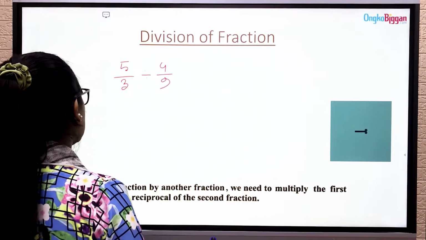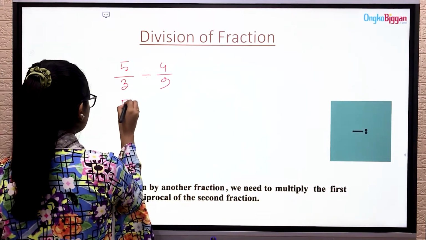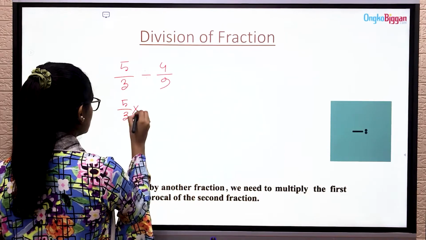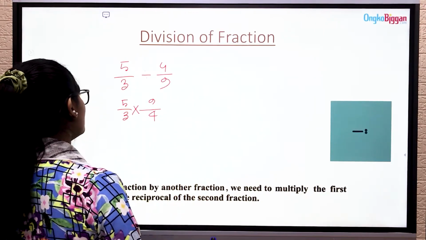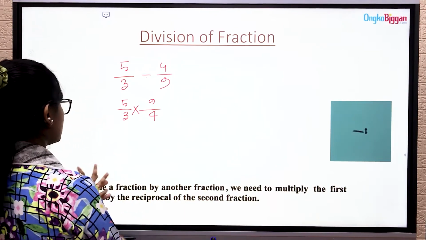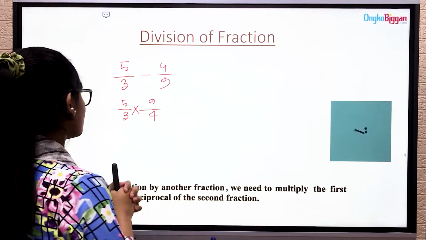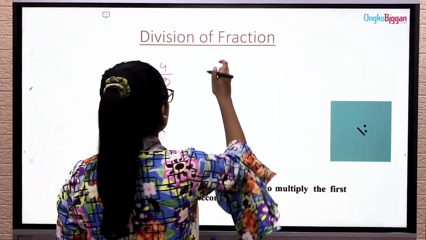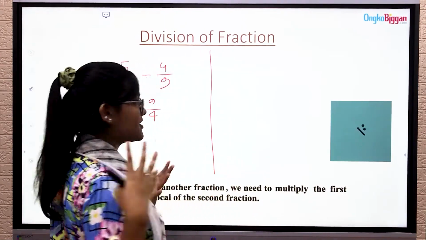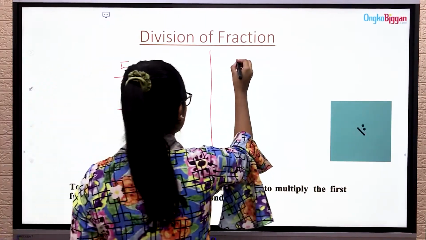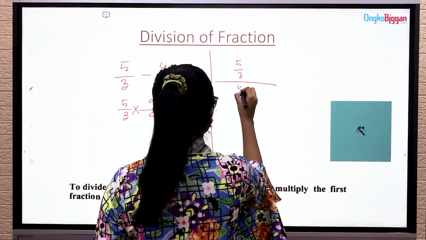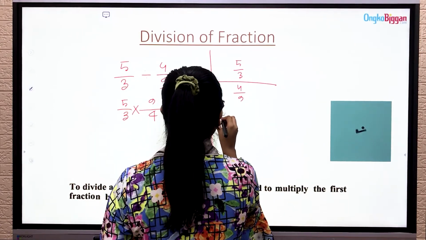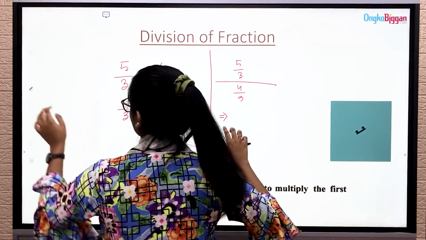Basically, you can write 5 by 3 into 9 by 4. How does it come? Because in the case of fractions, if we write it in the general fractional form, that is like this: 5 by 3 divided by 4 by 9. Okay.